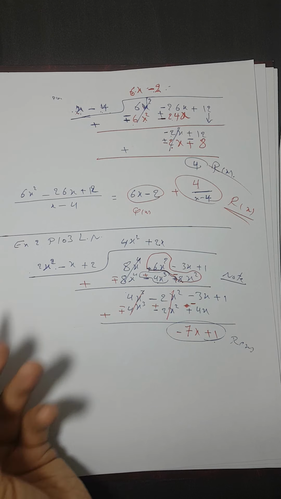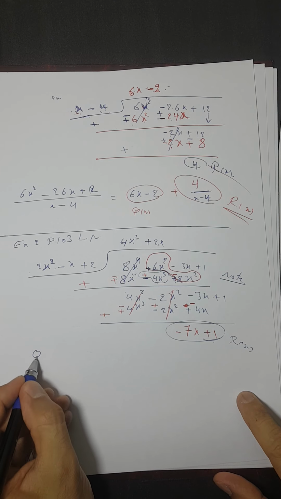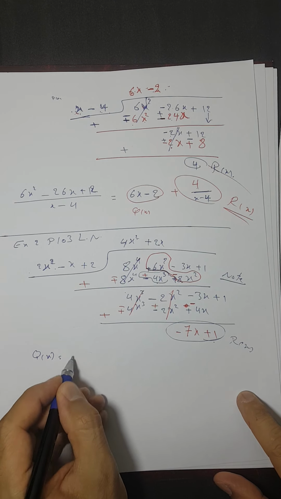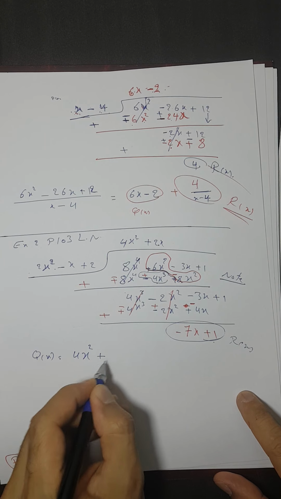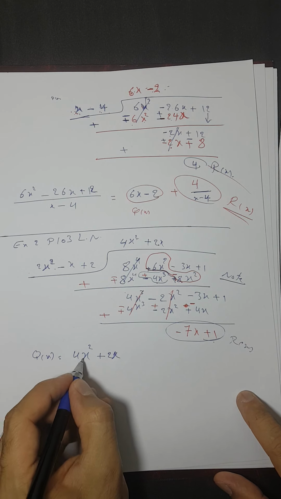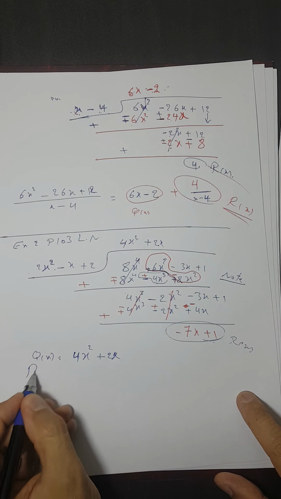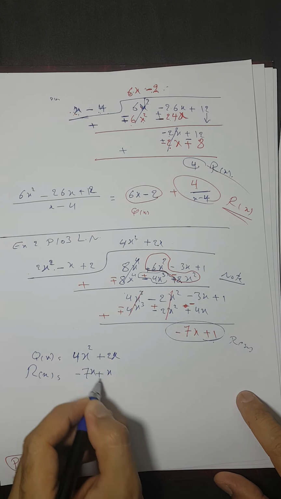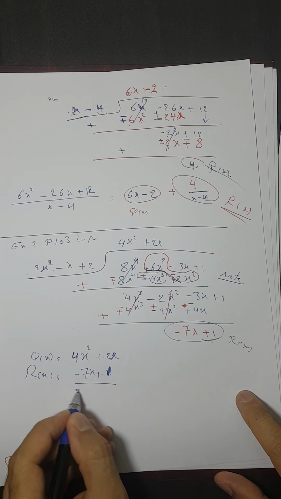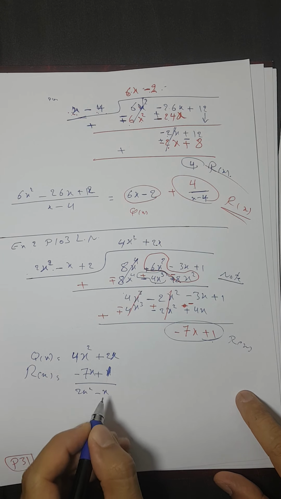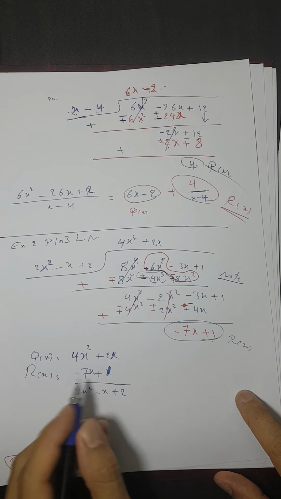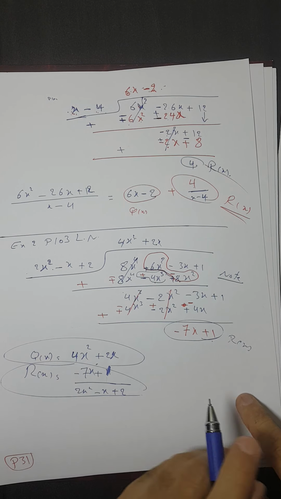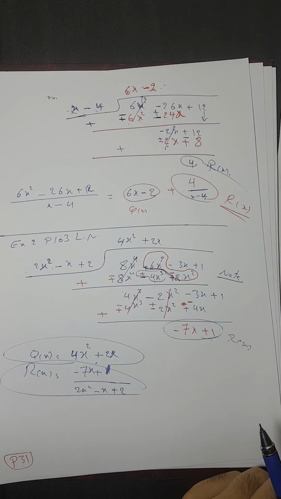Why? Because there's nothing to this. So if I ask you about q of x, we see q of x equal to 4x squared plus 2x. Okay, and if I say where's R of x, you say minus 7 plus 1 over 2x squared minus x plus 2 is our R of x. That's all.